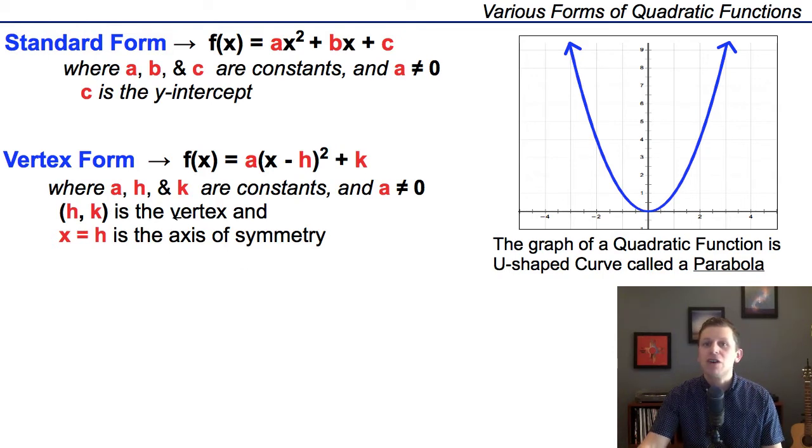Because the vertex is always located on the axis of symmetry, the x value of the vertex is the same as x equals whatever number is in the equation of the axis of symmetry.